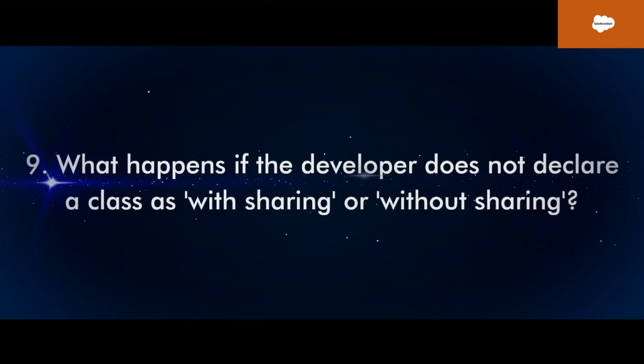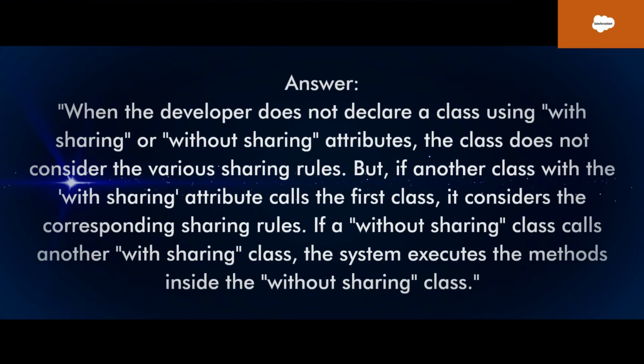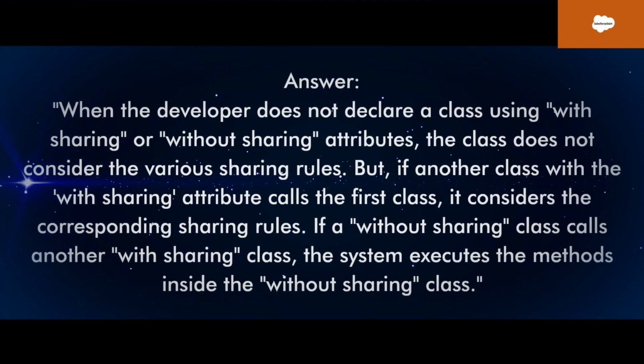9. What happens if the developer does not declare a class as with sharing or without sharing? Answer. When the developer does not declare a class using with sharing or without sharing attributes, the class does not consider the various sharing rules. But, if another class with the with sharing attribute calls the first class, it considers the corresponding sharing rules. If a without sharing class calls another with sharing class, the system executes the methods inside the without sharing class.